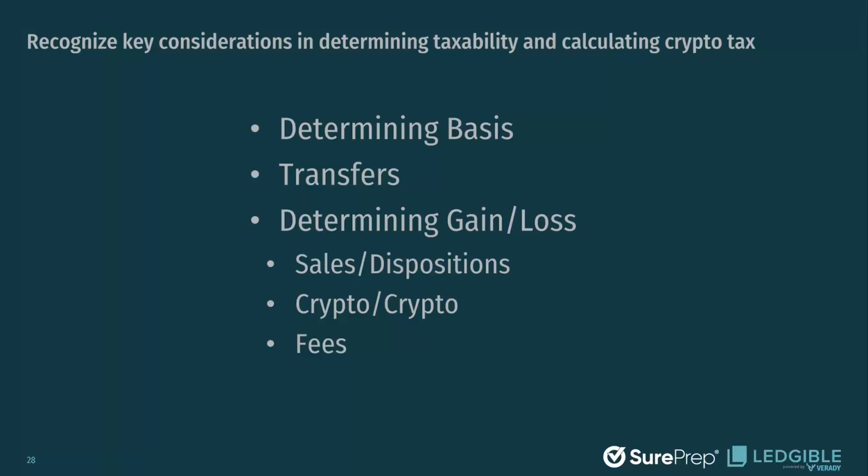Okay, perfect. So far we've nerded out a little bit on crypto and blockchains and got a little bit of a basis there. Then we've talked about the type of data that we can expect to get from our clients, whether from an exchange or a wallet or a variety of different sources. Now let's talk a little bit about determining taxability and actually calculating the crypto tax. The couple of key areas we're going to focus on are, first off, determining and keeping track of basis. We'll talk about the impact of transfers. And then we'll dig down into determining the gain and loss in a couple of key scenarios.